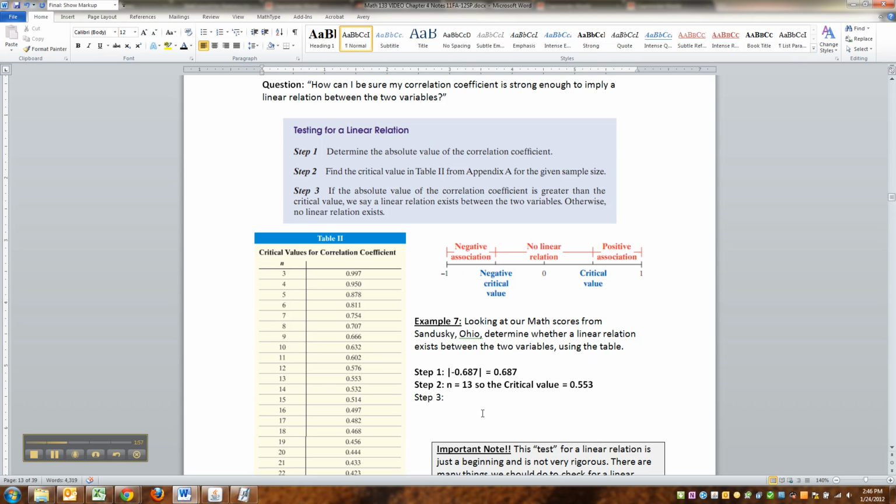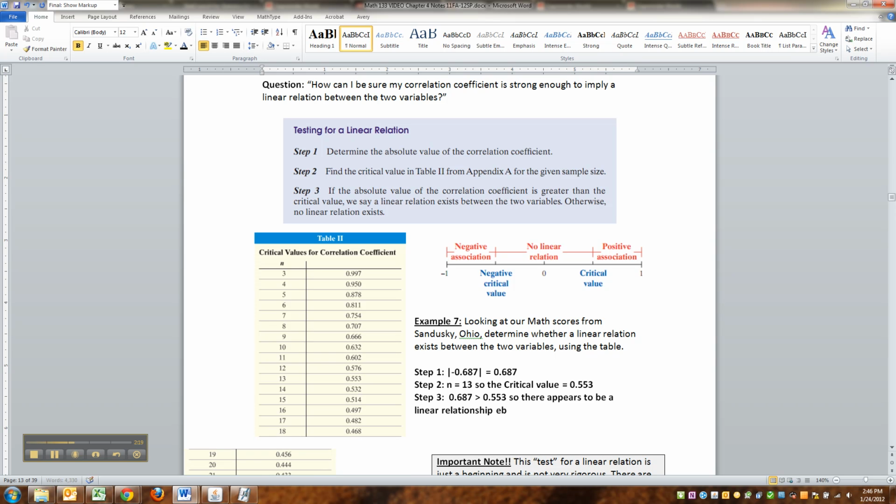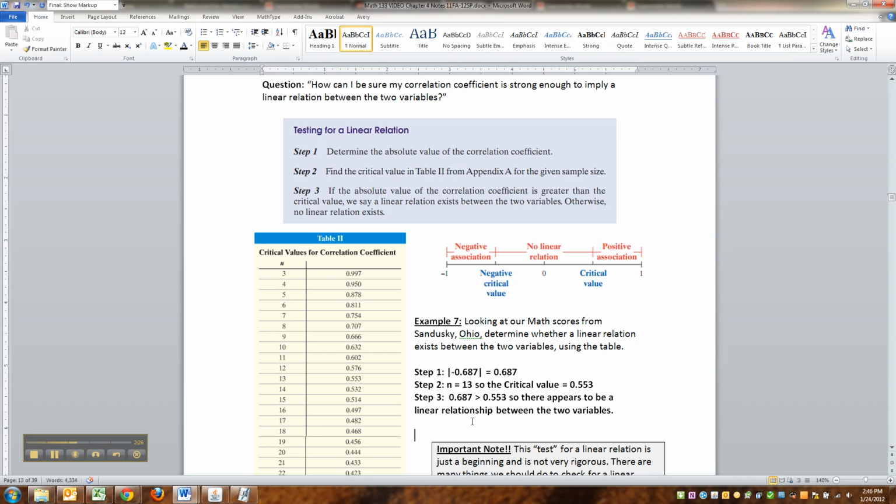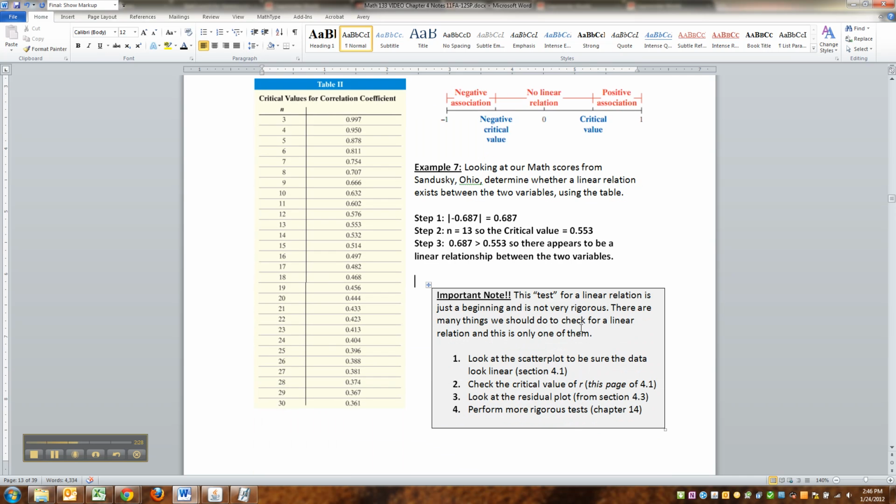All right, so if that's the case, step three, if the absolute value of the correlation coefficient is greater than the critical value, we say that a linear relation exists. 0.687 is greater than 0.553, so there appears to be a linear relationship between the two variables. There we go.